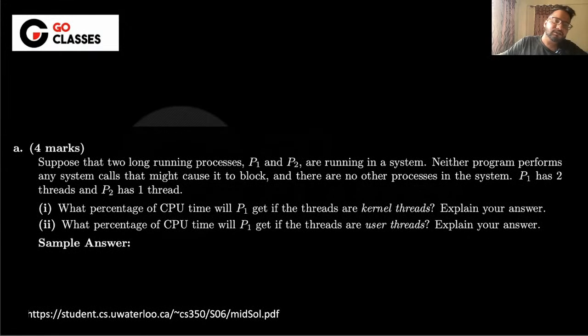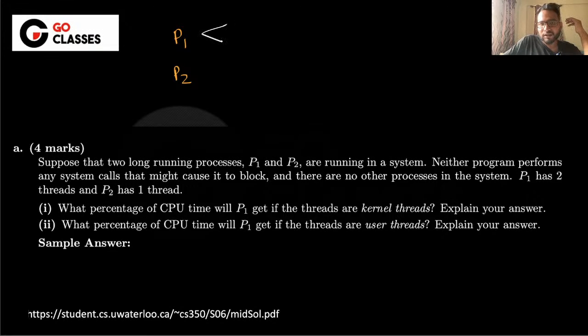What they are asking is: suppose two long running processes P1 and P2 are running in a system. Neither program performs a system call that might cause it to block. So there are two programs P1 and P2 running in a system, and none of them performs a blocking call. And there are no other processes in the system. P1 has two threads and P2 has one thread.